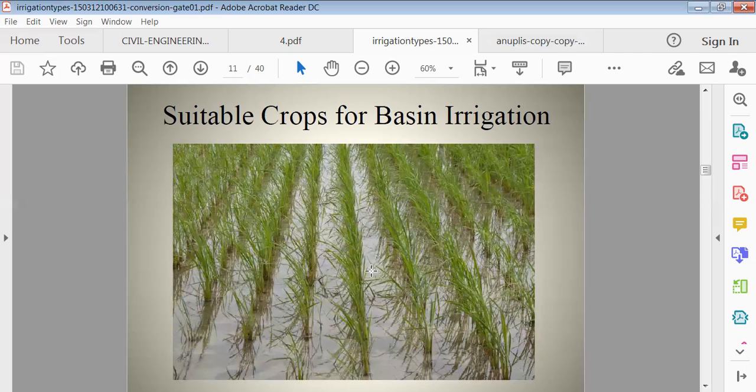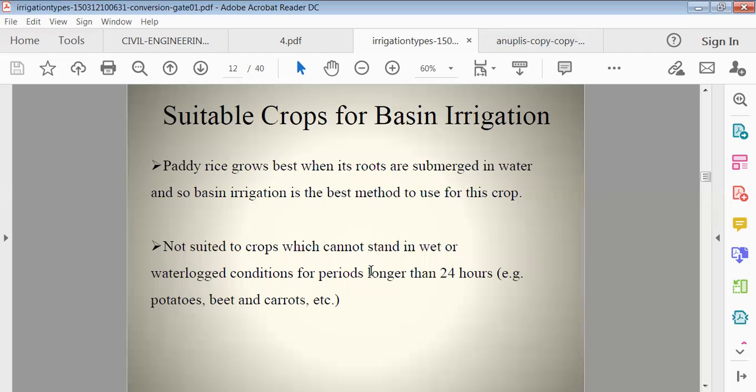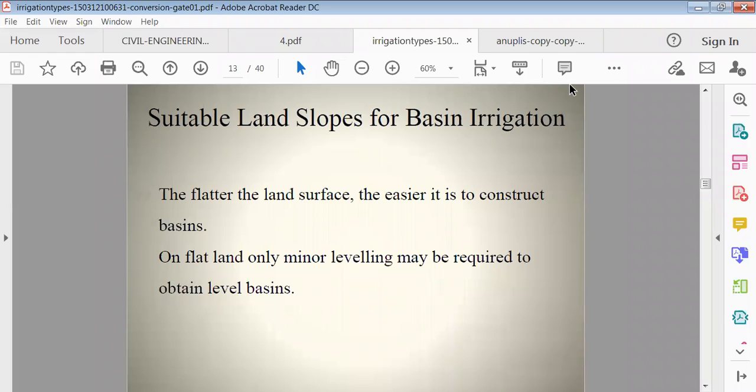Next, you can see here again, this is also a type of basin irrigation. Basin irrigation is mainly used for paddy rice, because it needs water throughout. The roots should be submerged in water throughout. It is not suited for crops which cannot withstand wet or waterlogged conditions for more than 24 hours, like under root plants such as beetroot, potatoes, and carrots, etc. Next, this basin irrigation is more suitable for flatter land.